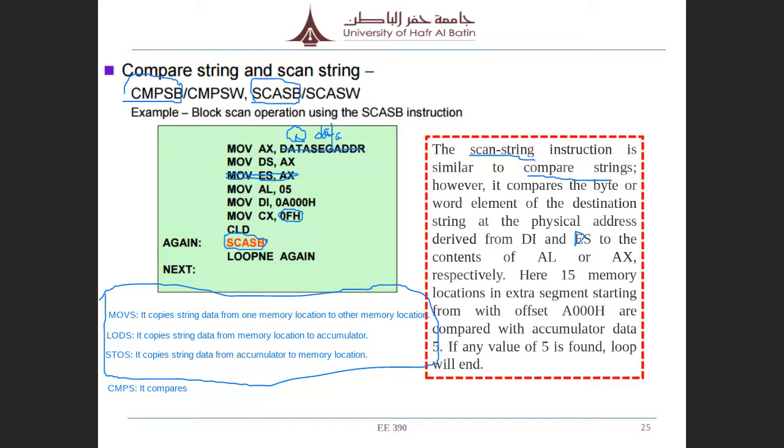Okay, so compare string compares string data in memory with another string data in memory. So that means memory data, string data in one location, compared with string data in another. This is the compare. But what about the scan?